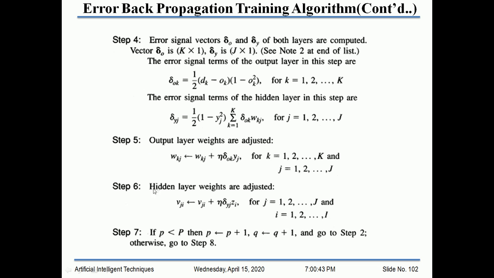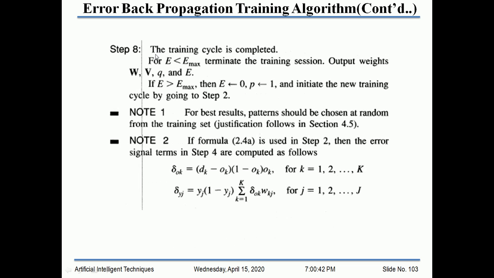So step number 6 is over. Once I continue till step number 6, check whether P is less than P or not. That is, you need to check whether the training pairs are still available or not. If the training pairs are completed, go to step number 8. If the training pairs are not completed, go to step number 2. Once again, do all these calculations.